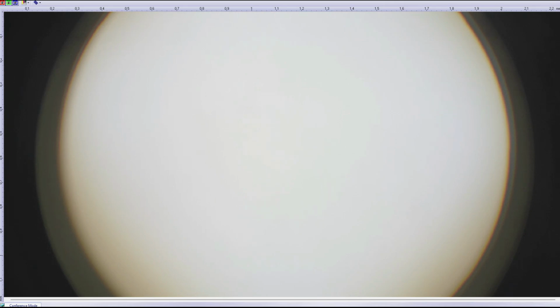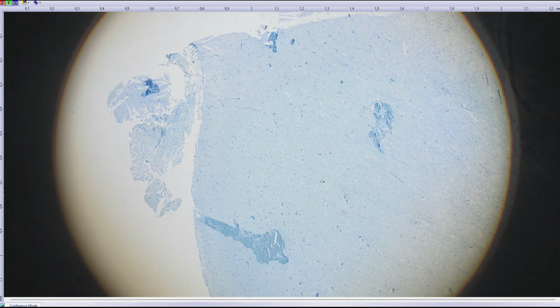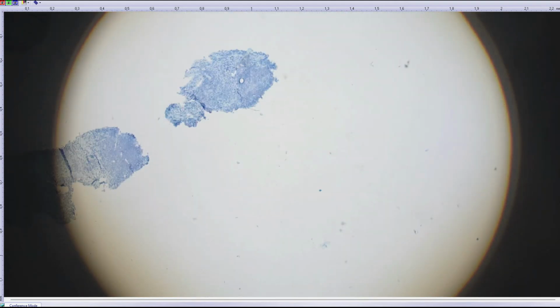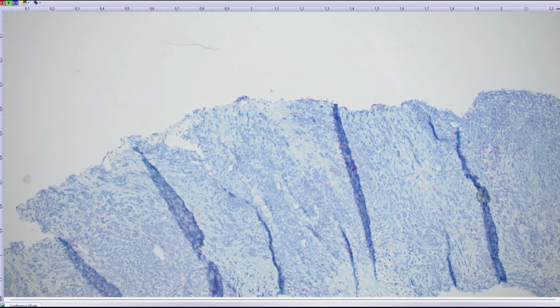Tyrosinase, HMB45 was negative. I also did MITF because it's the most sensitive marker, but the least specific, of melanocytic differentiation. There is some MITF faint, I don't know if to call it positivity, so this is not helpful. But in any case, this is highly suspicious of melanoma.